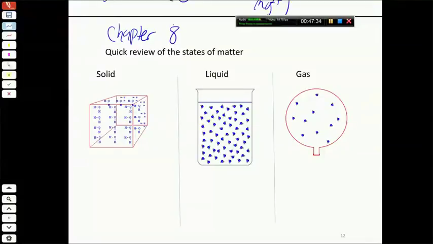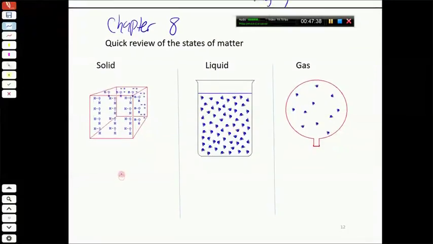And first let's review what the states of matter are. Because what we're going to deal with in Chapters 8 and 9, the last two chapters we're going to do in this course, are the different states of matter and some of the properties associated with them. So the three states of matter, as I'm sure we're all familiar with, are solid, liquid, and gas. Chapter 8 deals with gases. Chapter 9 deals with the other two. All right, so let's talk about the differences between these.